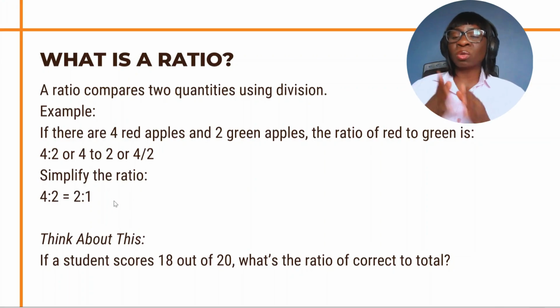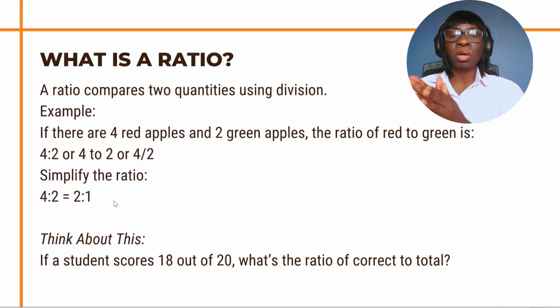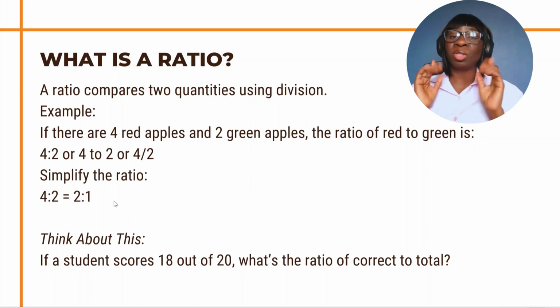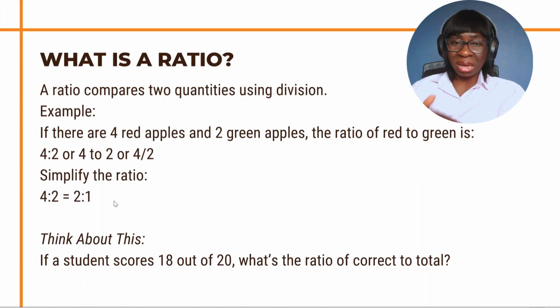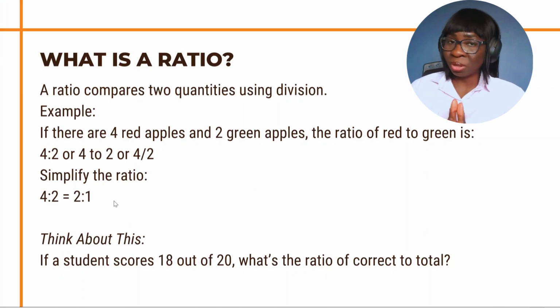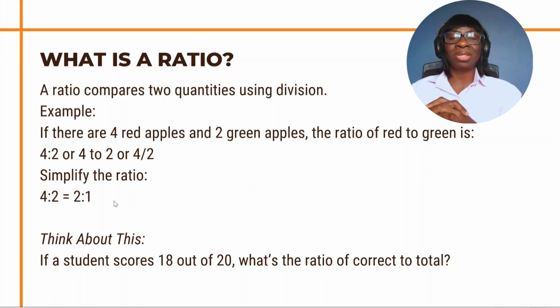So if I now ask what is the ratio of green apples to red apples, what will that be? 2:4. Correct. 2:4, because you must write the one that was stated first. So the ratio of green apples to red apples will be 2:4, and when you simplify it, it will give what? 1/2. That's good.